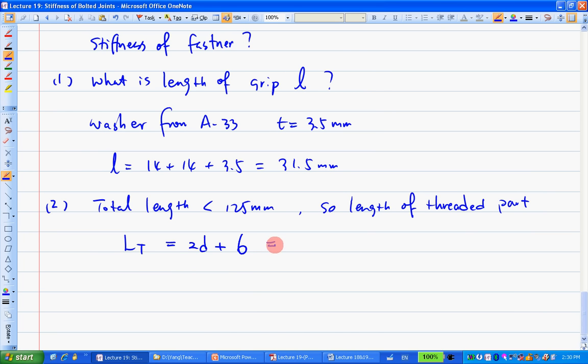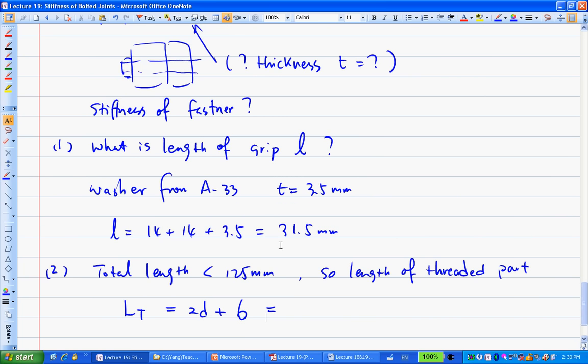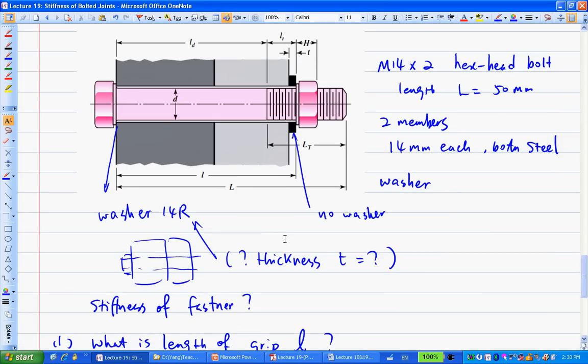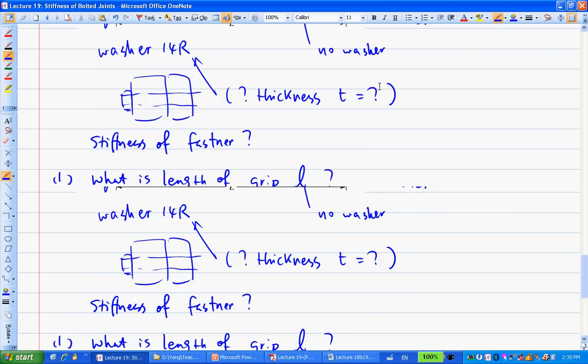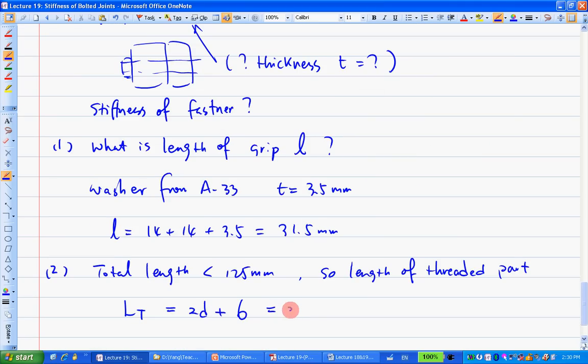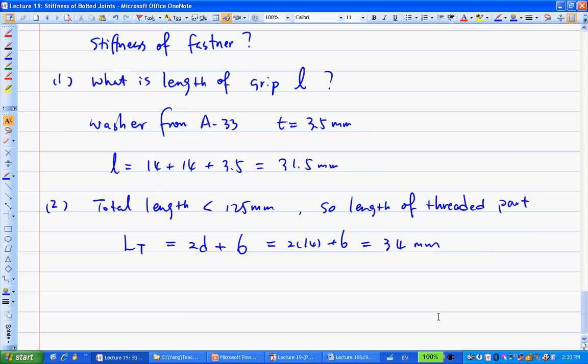So now comes the question: D is what? D is the major diameter. So what's the D value? 14 millimeter, right? So that's the length of the threaded part.